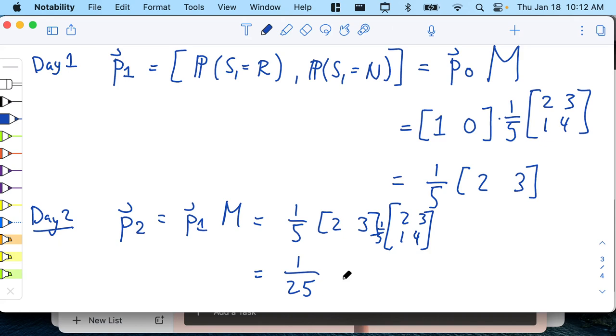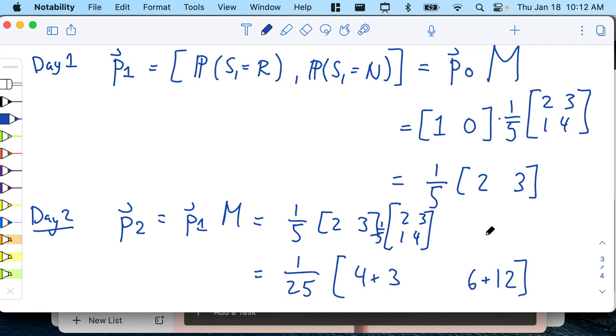You can also think of two copies of the first row. Two copies of the first row would be like 4, 6, plus three copies of the next row, which would be like 3, 12. So it's going to be 4, 6 plus 3, 12. That's how I would do it. Okay.